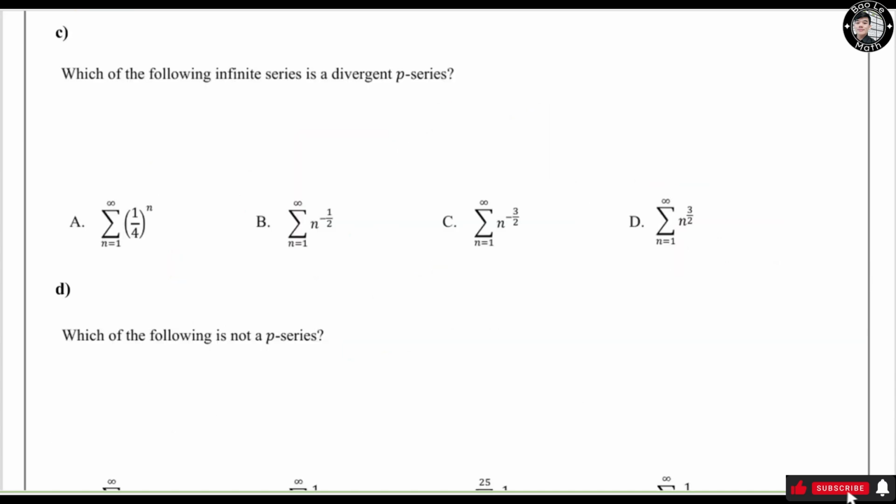Now question C. Which of the following infinite series is a divergent P series, right? So in order for the P series to be divergent, p must be less than or equal to 1, greater than 0, right? Now question A, this is not a P series, this is actually a geometric series, where the common ratio equals 1 over 4, which is less than 1. So the series converges, right?